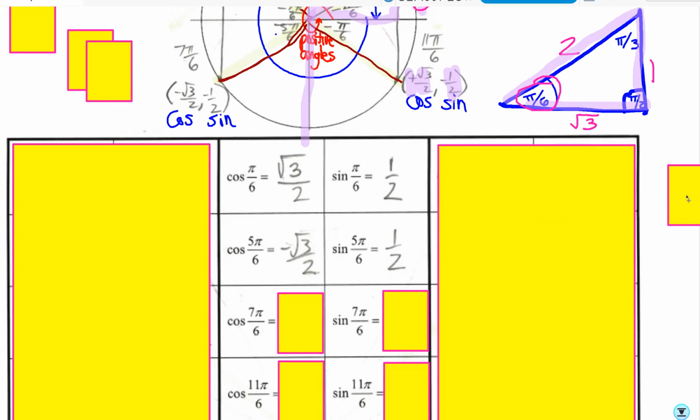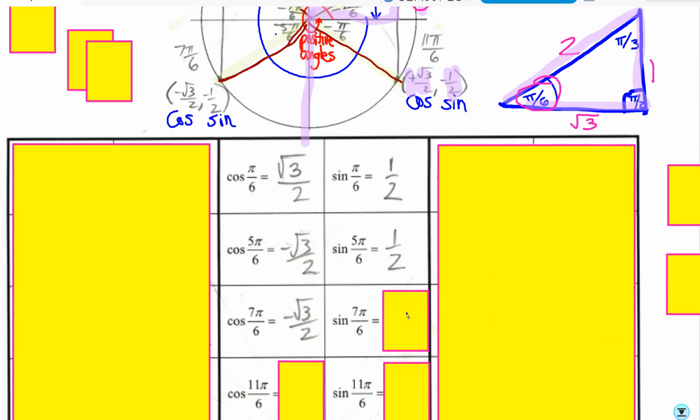7 pi over 6 is going to be in the third quadrant. If it's in the third quadrant, both x and y are negative. Cosine is x, negative square root of 3 over 2.